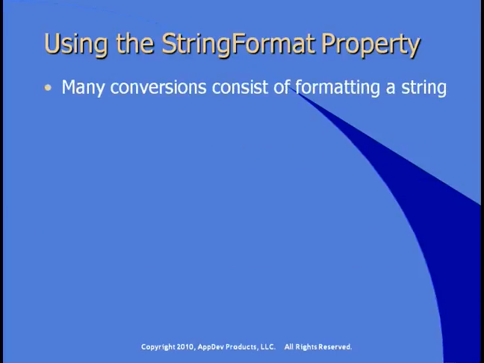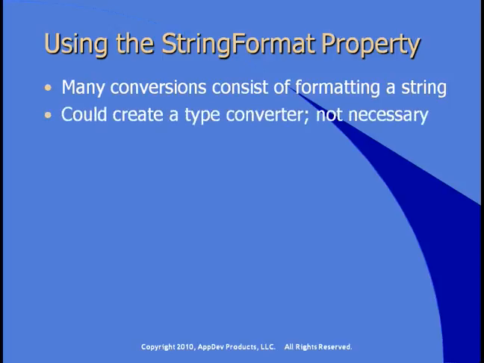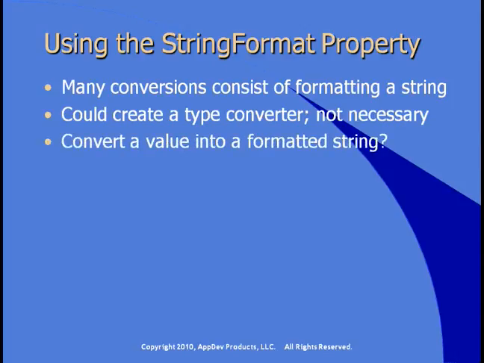Many conversions consist of simply formatting a string, and that's what the string format property is for. You could create a type converter to do that formatting, but it's not necessary. If you want to convert a value into a formatted string, you can often use the string format property of the binding object. It's just another property like element name, path, and mode that lets you specify a string format expression.